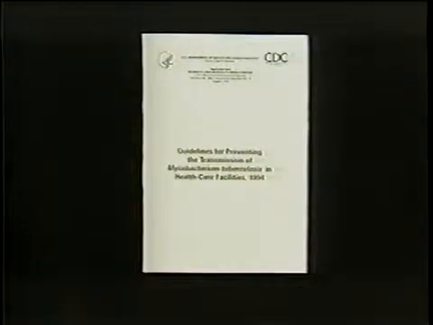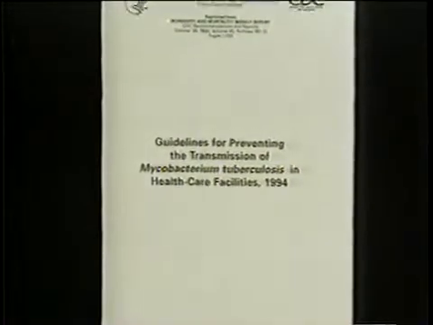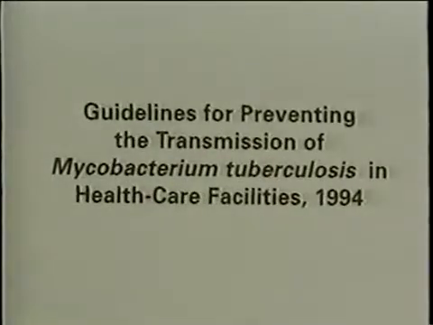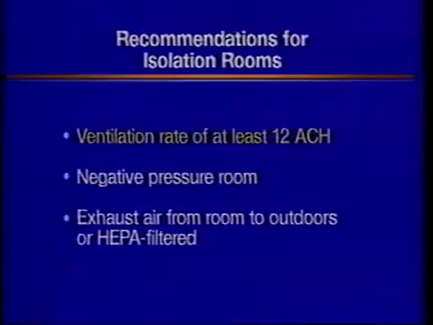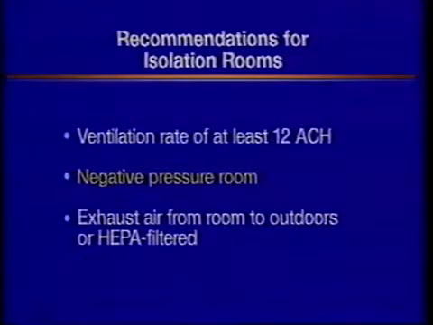In isolation rooms, ventilation helps to control infection by diluting and removing infectious particles and by controlling the direction in which air moves. The Centers for Disease Control and Prevention, the CDC, has published recommended standards for new or renovated isolation rooms. The minimum recommendations include a ventilation rate of at least 12 air changes per hour. The room must be under negative pressure, and air from the room must be exhausted to the atmosphere or HEPA filtered. We'll discuss what each of these recommendations means and show you how to verify if your isolation room meets the standards. Let's start with ventilation.